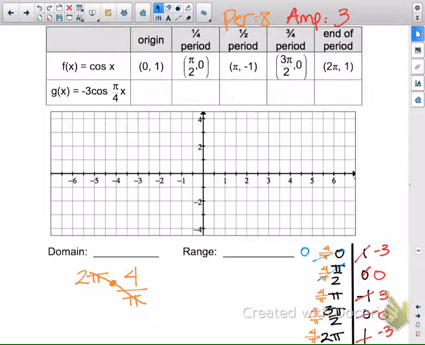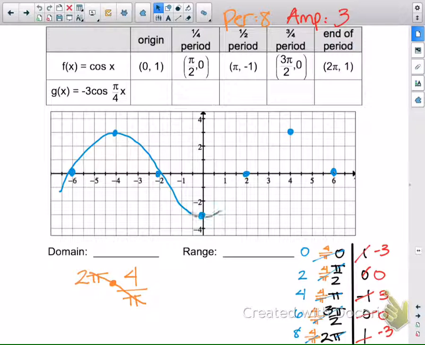The first one's easy, it's 0. The second one, the pi's cancel, and it's going to give me what? 2. The third one, pi's cancel, gives me 4. Are you starting to see a pattern? 0, 2, 4, 6, 8. There you go. So my points on this one are 0, -3, 2, 0, 4, +3, 6, back to 0. I don't have 8, but I can follow the pattern backwards here. If I went to the left, I'd go -2 back to 0, -4 up to 3, -6 back to 0.